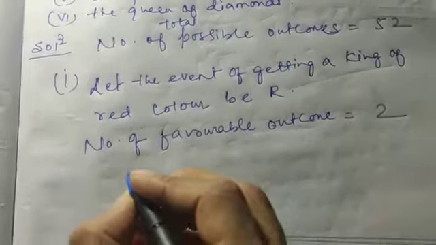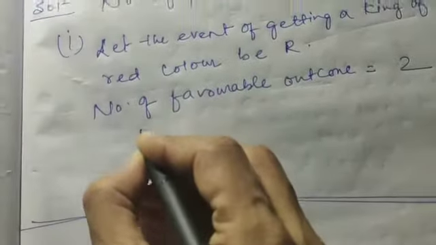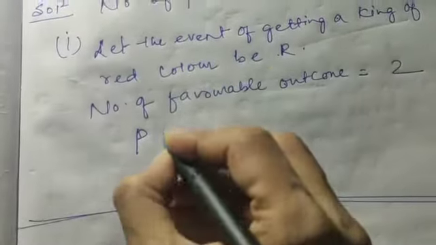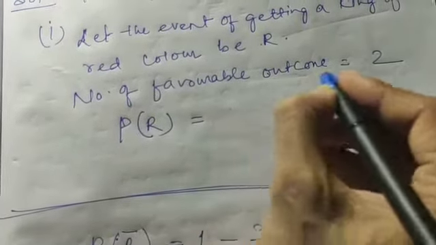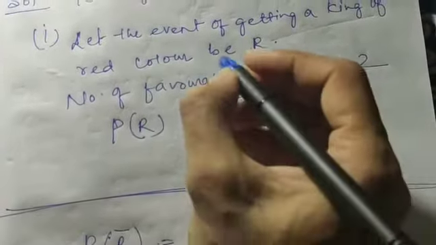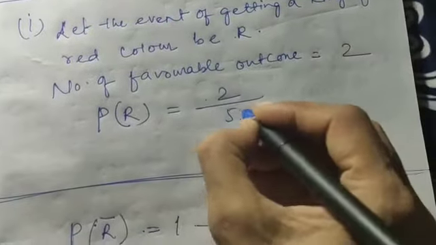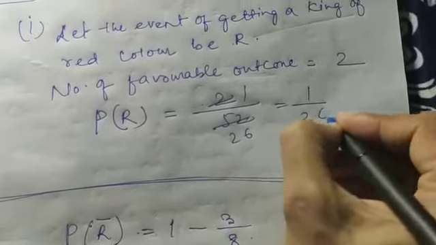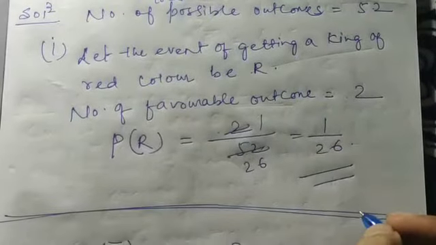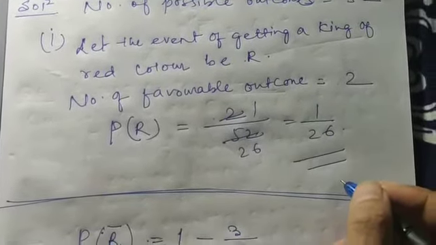So probability of the event R is equal to number of favorable outcomes, that is 2, by number of possible outcomes, 52. 2 ones are 2, 2 twenty-sixes are 52, so the answer is 1 by 26. Okay, in this way you have to do all the remaining ones.